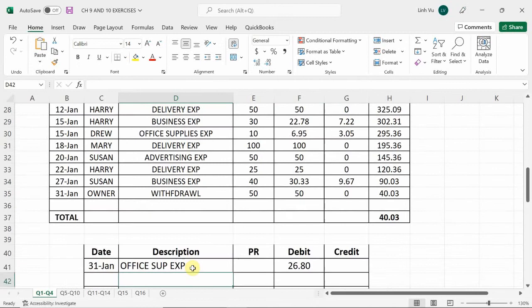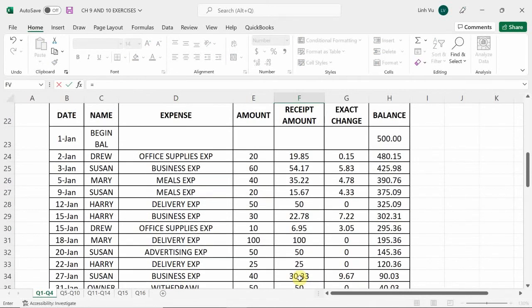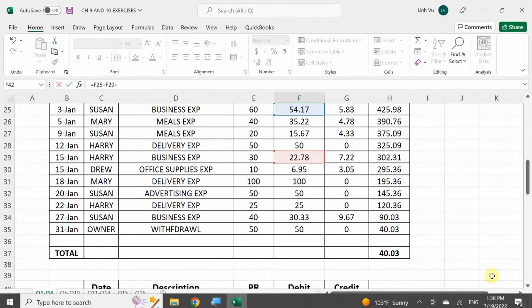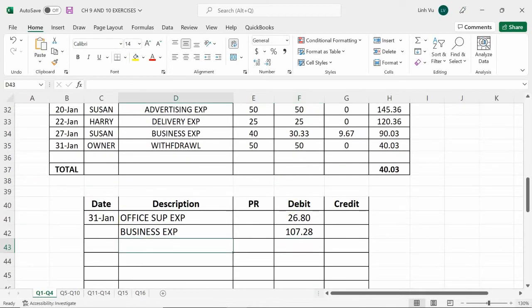The business expense, and I have $107.28. Let's take a look here. Who took out the first business expense? Susan did, for $54.17. Then the next business expense was by Harry for $22.78. Next one is Susan again for $30.33, which got you the $107.28. Yes. Okay.